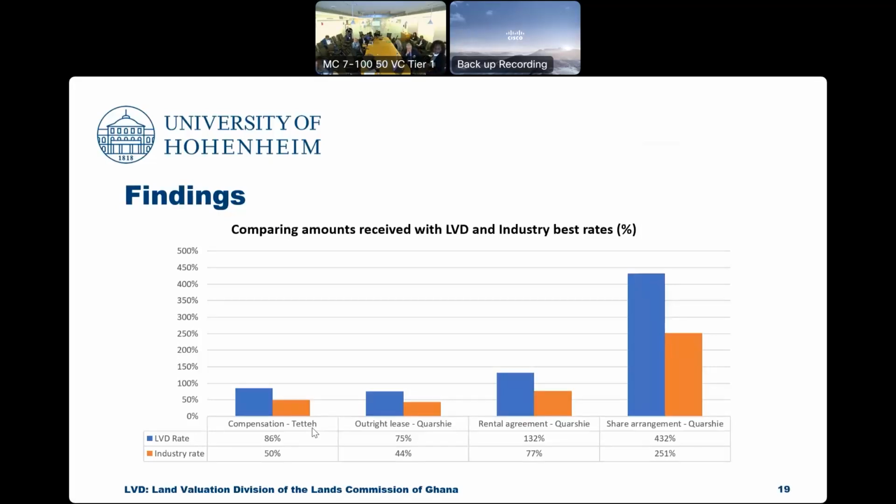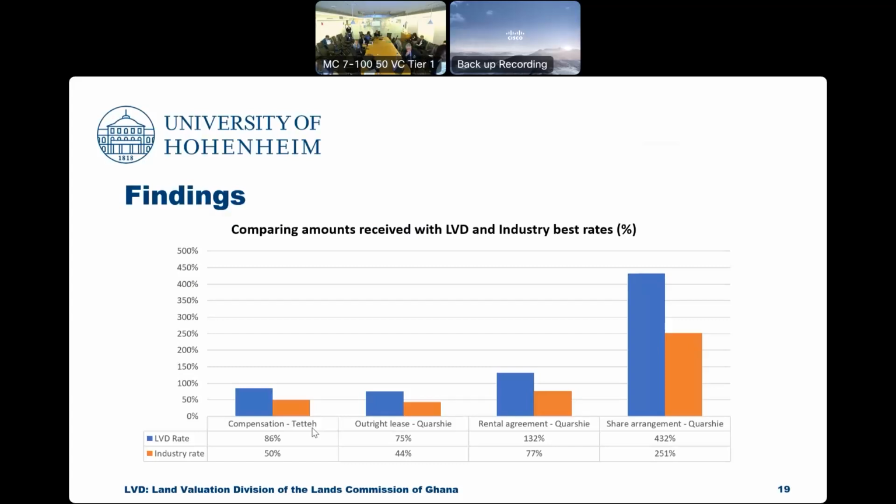In Ghana, the land valuation division sets a certain crop rate every year, which should guide negotiations. So it's the minimum amount that any valuer, any investor could pay. And then the industry rate is what I referred to earlier. That's what another large-scale mining company was paying in the Western region of Ghana.